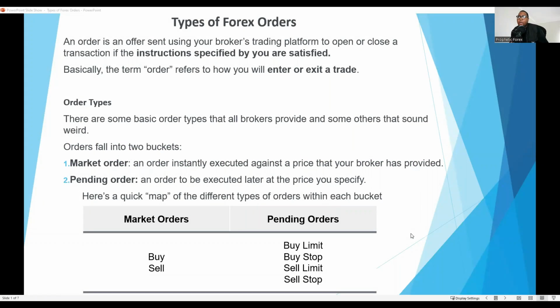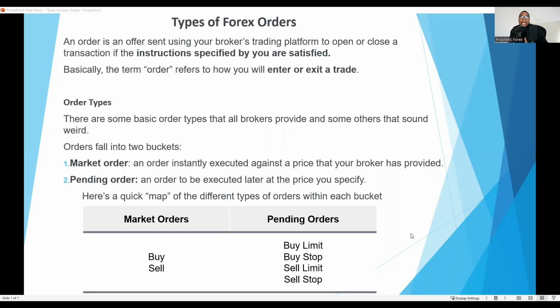Okay, family, so we have types of Forex orders. An order is an offer that is sent using your broker's trading platform to open or close a transaction if the instructions specified by you are satisfied. So basically, the term order refers to when you enter or exit the trade. It has nothing to do with ordering a currency, no.